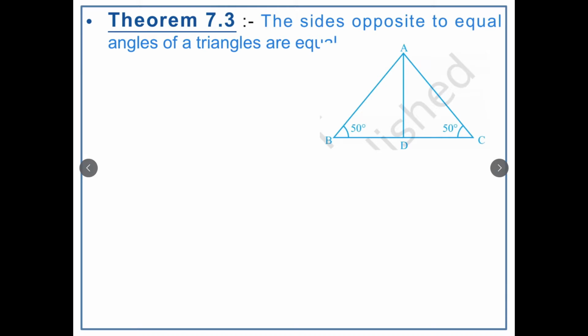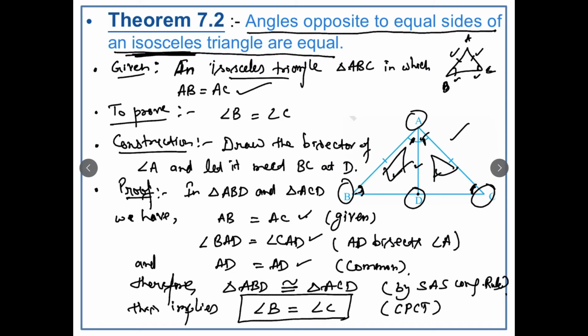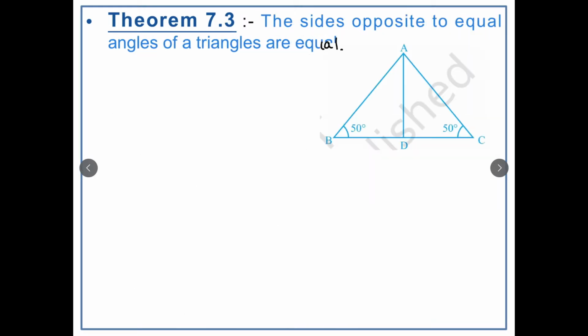It says the sides opposite to equal angles of a triangle are equal. This means in theorem 7.2 we studied that if sides are equal, then their opposite angles will be equal. While in 7.3 it's saying sides opposite to equal angles. So if the angles B and C are equal, then their opposite sides AB and AC will be equal.